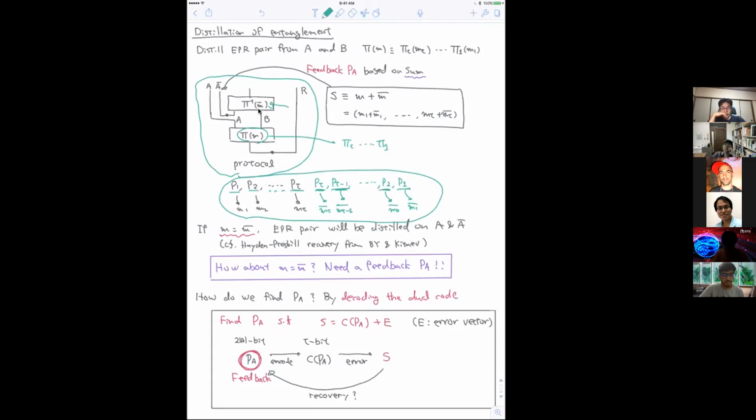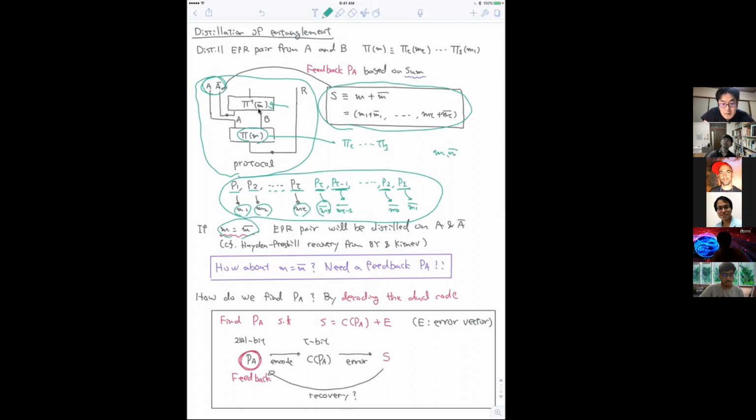It's pretty simple. Now let me denote the measurement outcomes: M1, M2, and so on for the first round of measurement, and for the second round, M1 bar, M2 bar, and so on. Given these two rounds of measurement, M and M bar, which are vectors, you can construct a sum vector S by just adding the two of them. The point of computing the sum is that if S is 0, then you know that M and M bar, the measurements, were the same. One thing you might immediately notice is that if the two measurement outcomes M and M bar are identical to each other, then the EPR pairs are already distilled on A and A bar.